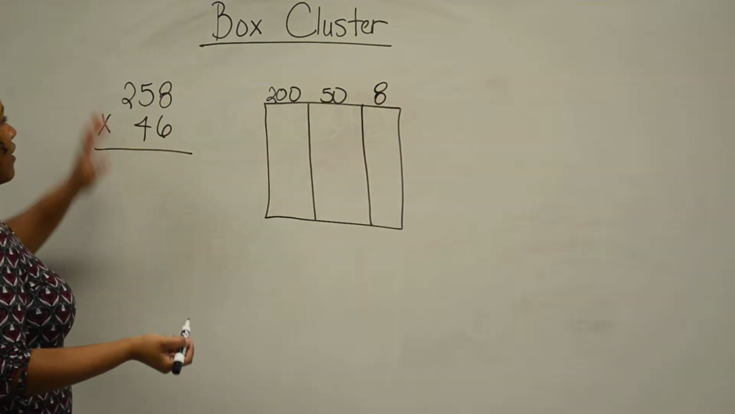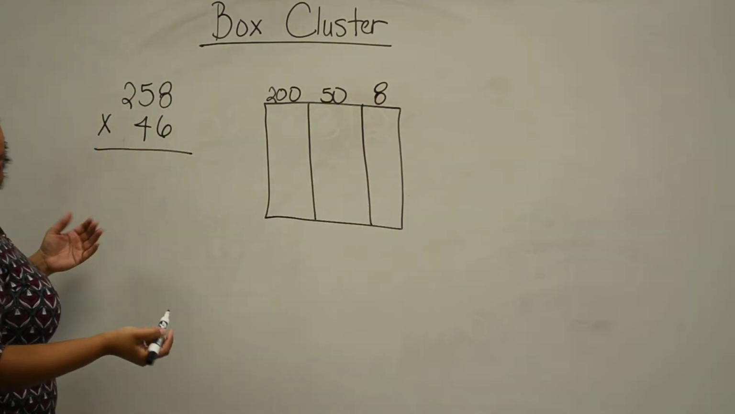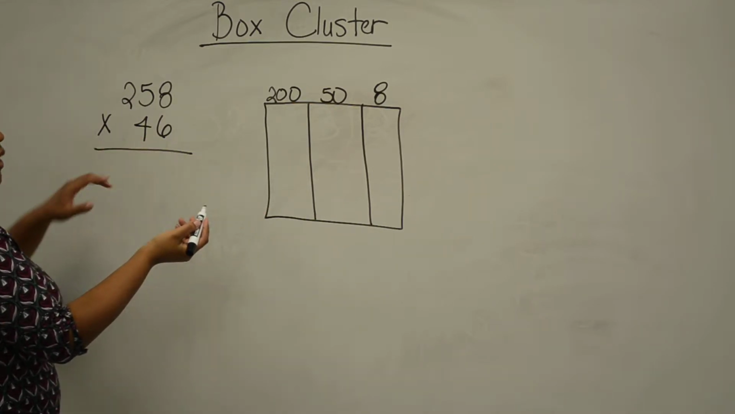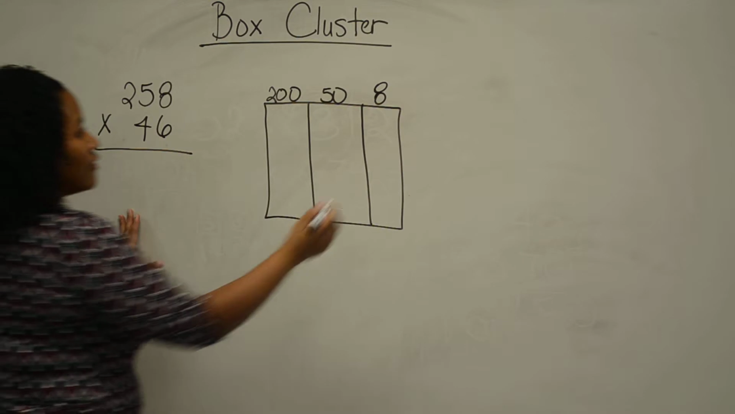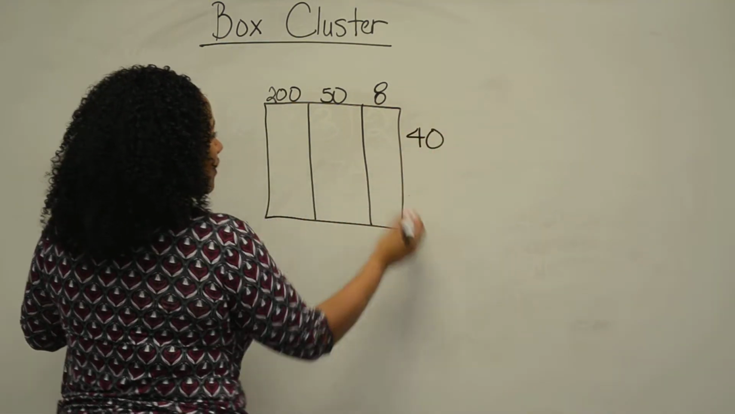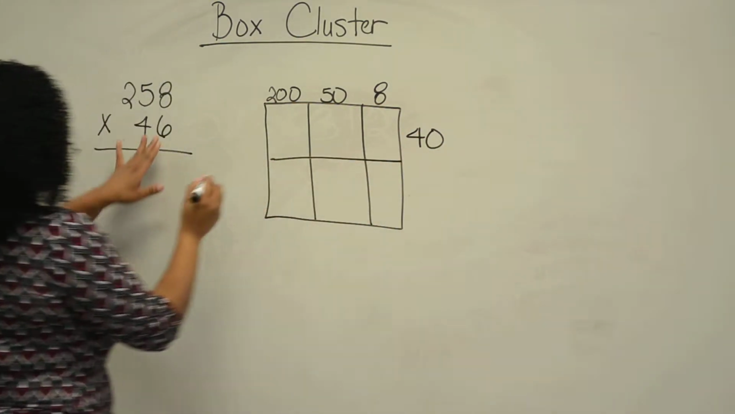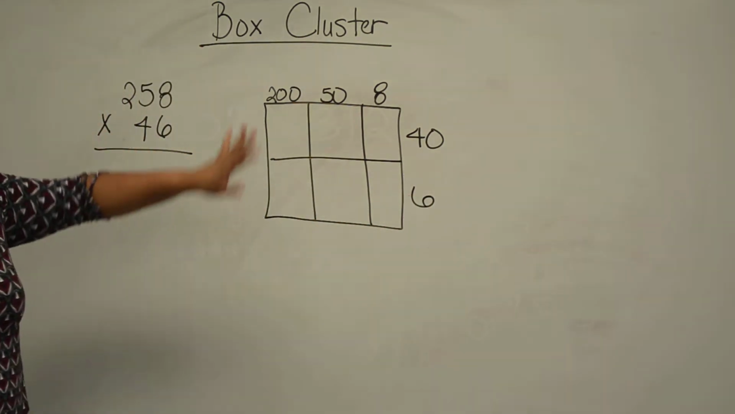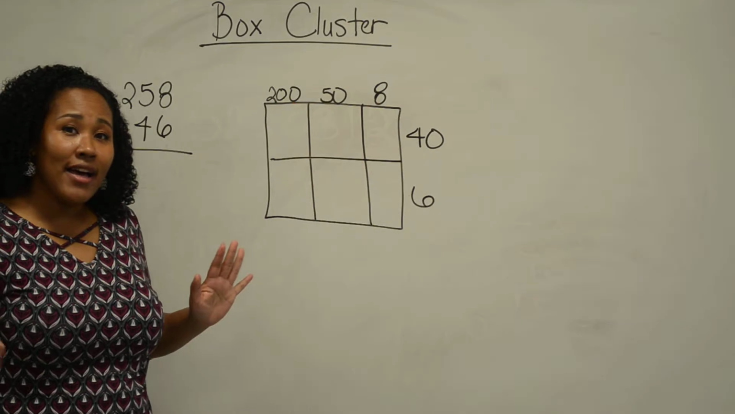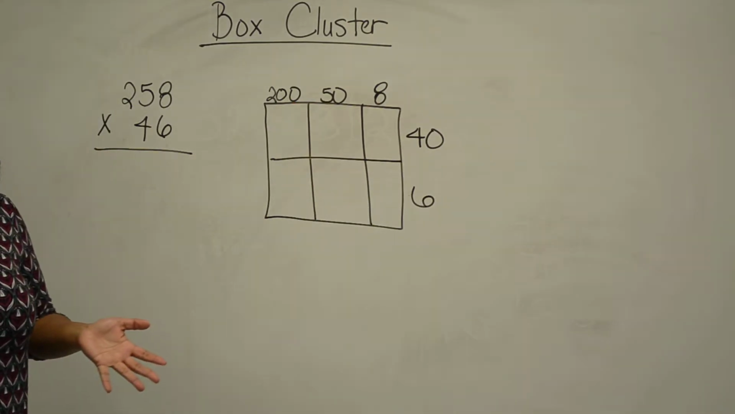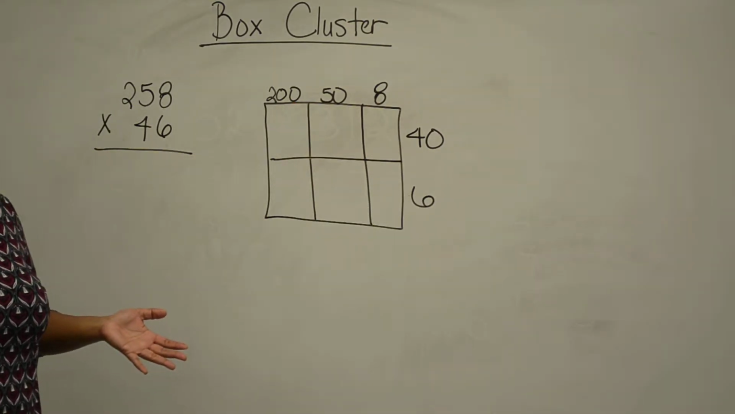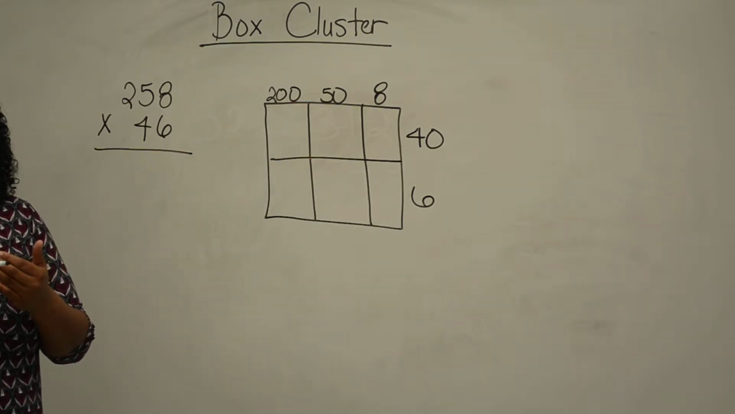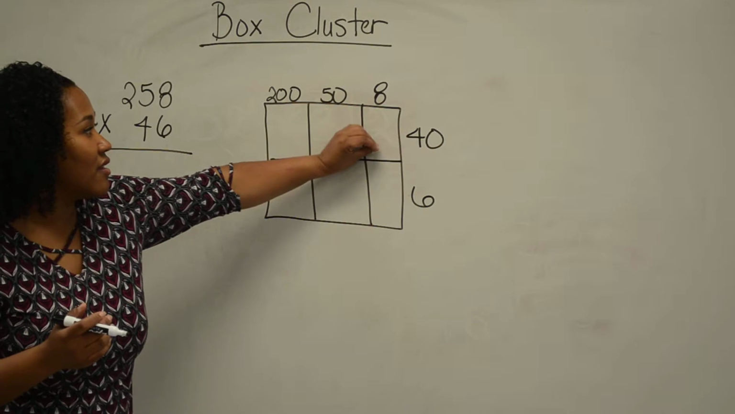There we go. Then our bottom factor, 46, we're going to do the same thing. The 4 represents a what? 40. And the 6 represents just a 6. So now it's starting to look a little bit like lattice, but we just used a partial product strategy, didn't we? All right, so now what we're going to do, yes, we are going to multiply, but we do not need the window panes, okay? We're just going to multiply right within the square.